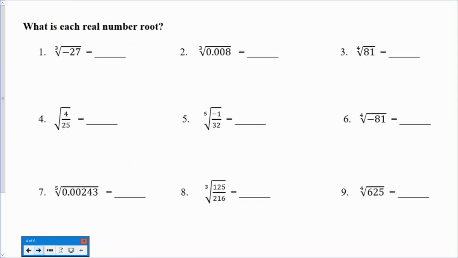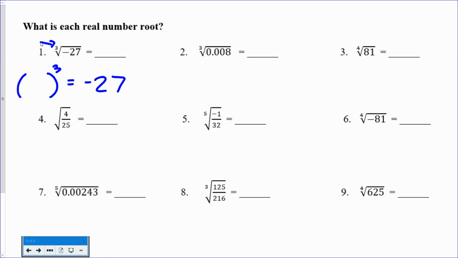All right, so we'll look at some examples here. Most of these are pretty quick, okay? You can try some things on your calculator if it's not coming to you right away, but make sure you're paying attention to your little index here. It's telling me there's going to be some value to the third power that gives me negative 27.